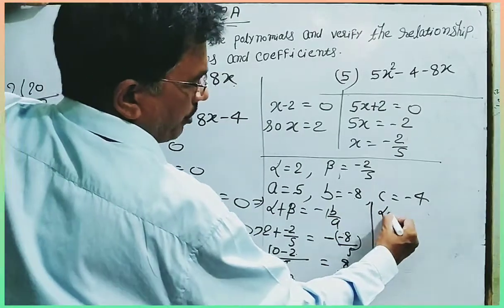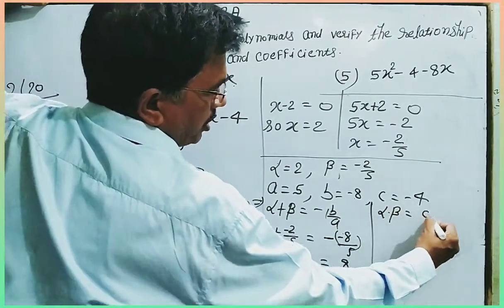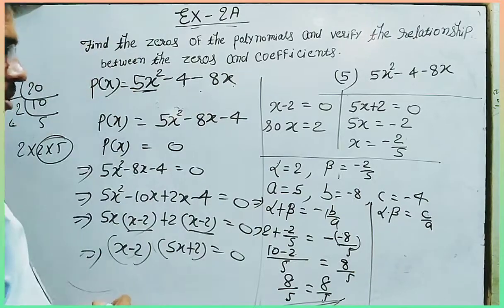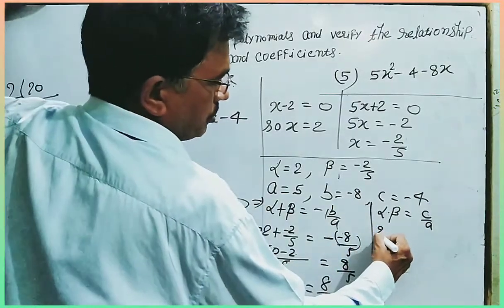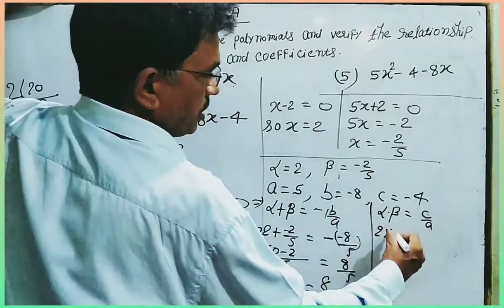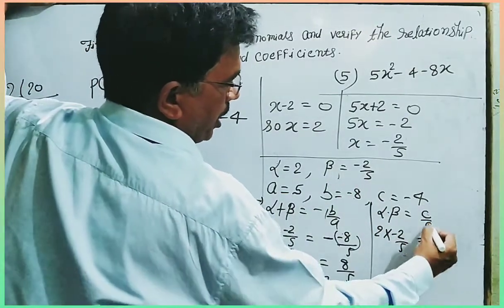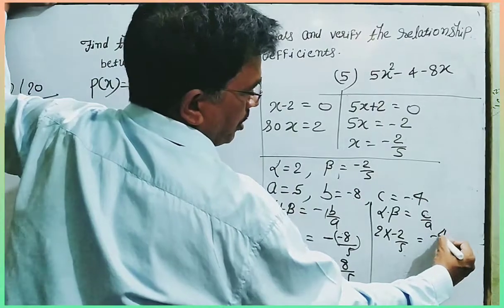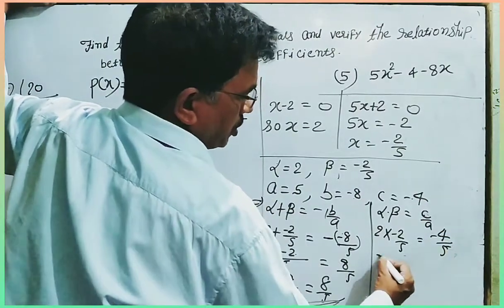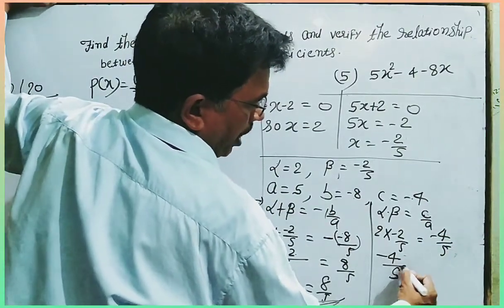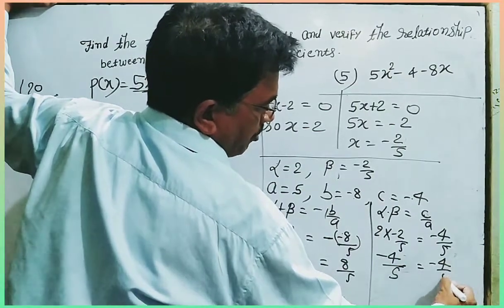Similarly, product of the zeros, alpha into beta, is c by a. What is alpha? Alpha is 2 and beta is minus 2 by 5. And here c is minus 4 and a is 5. So it is minus 4 by 5 and it is also minus 4 by 5.